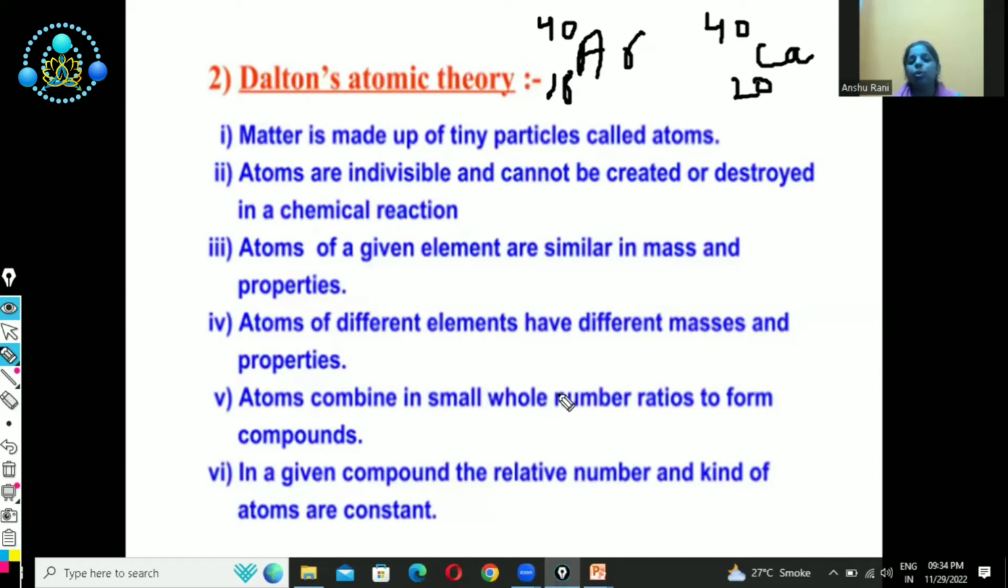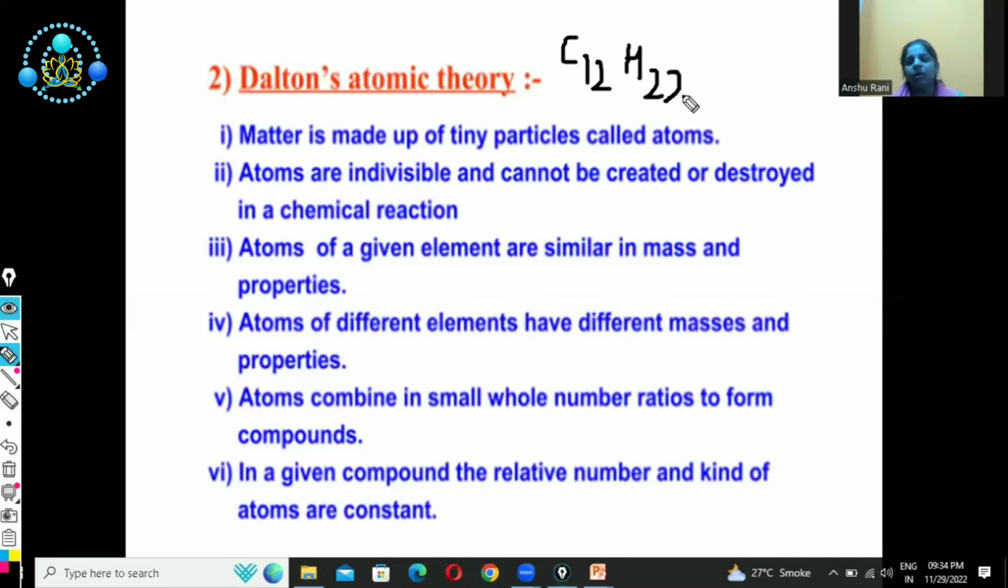Atoms combine in whole number ratios to form compounds. This should be a simple whole number ratio. But atoms may combine in a ratio which may not be a small simple whole number ratio. Like if you take sucrose, sucrose is C12H22O11. The ratio of masses of these elements is not a simple whole number ratio, right? So this is also an exception to this rule.